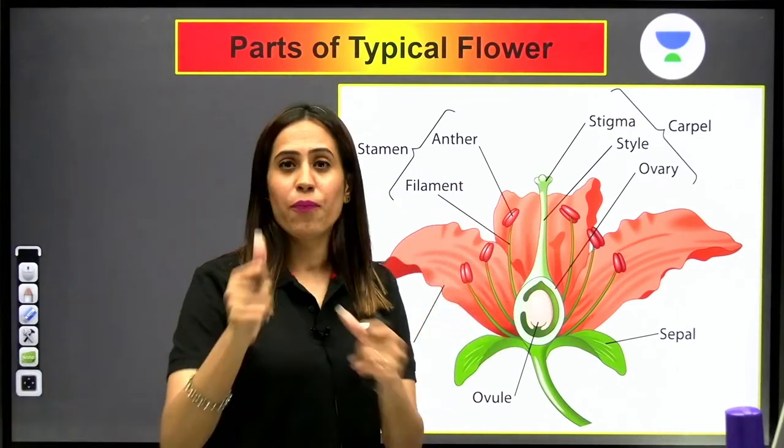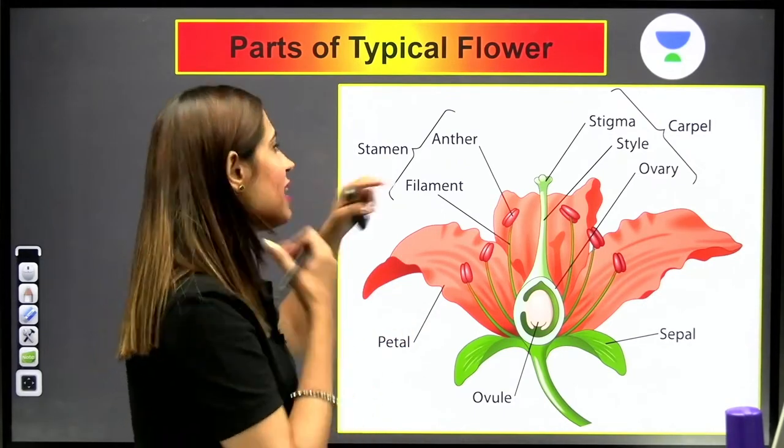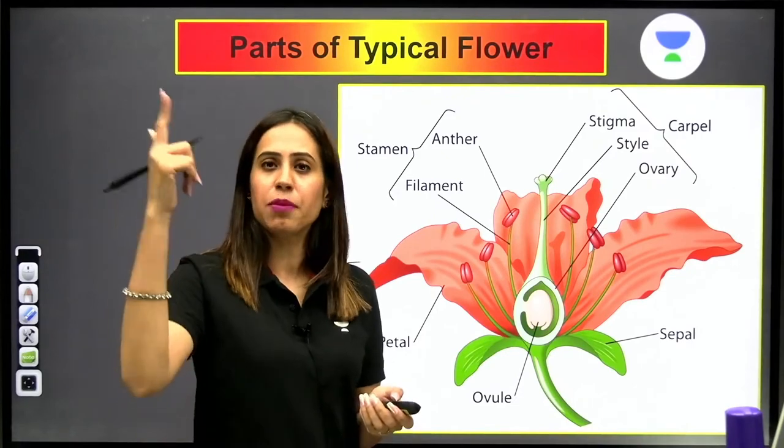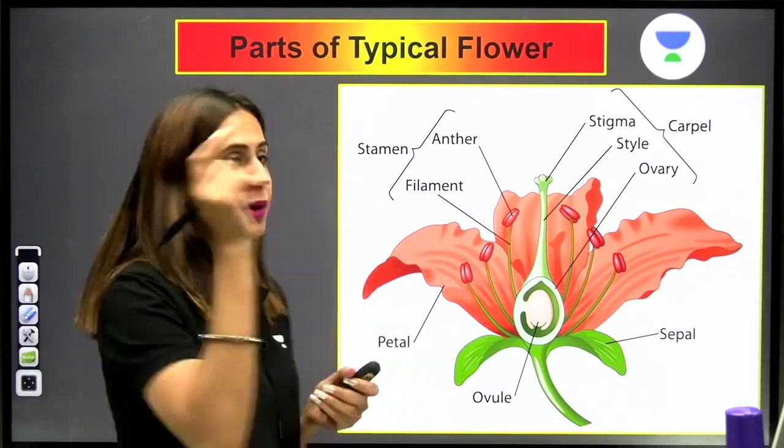All right. So these are the different parts of a typical flower. As we already discussed, we have four whorls: androecium, gynoecium, calyx and corolla.